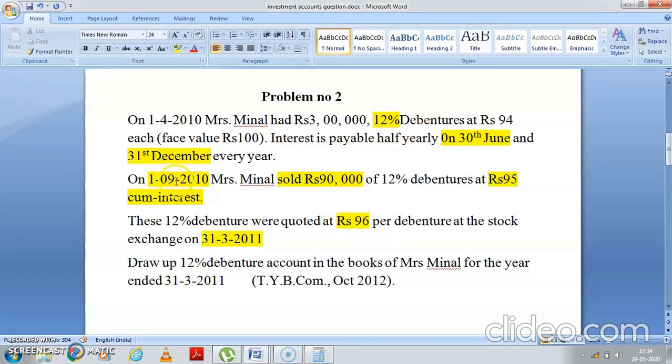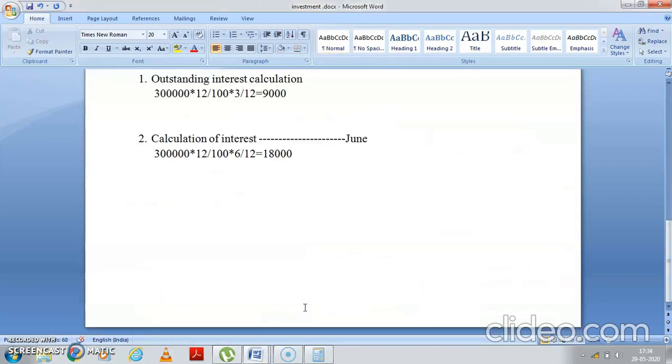Now on 1st September 2010, Meenal sold 90,000 debentures at 95 ex-interest. Chalo, let's do that calculation now. There, now you are coming to working note number 3. Do you remember it? It is sale of investment. Yes, कौन सी तारीख को आपने बेचा? 30th September 2010. 30th September 2010, sorry, 1st September ही थी.